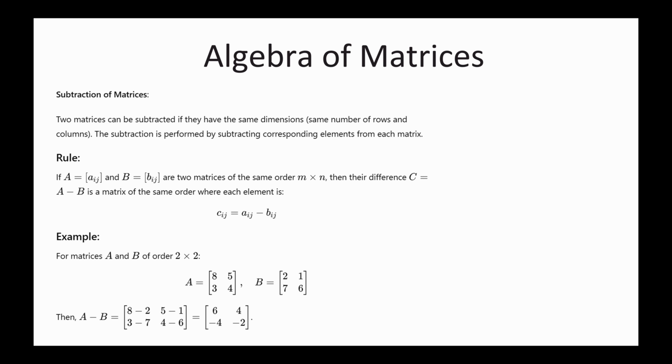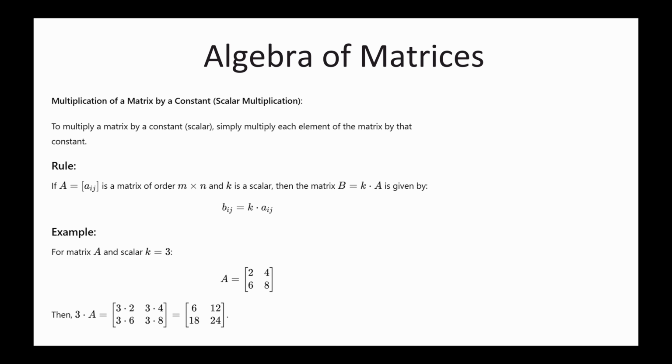Now for subtraction, again the same concepts are used. The order first of all must be same, and once the order is same, we can say that Cij is equal to aij minus bij. We can subtract the corresponding elements from each other. 3 would be subtracted from 7, so we would have minus 4 here. 4 would be subtracted from 6, so we would have minus 2 here.